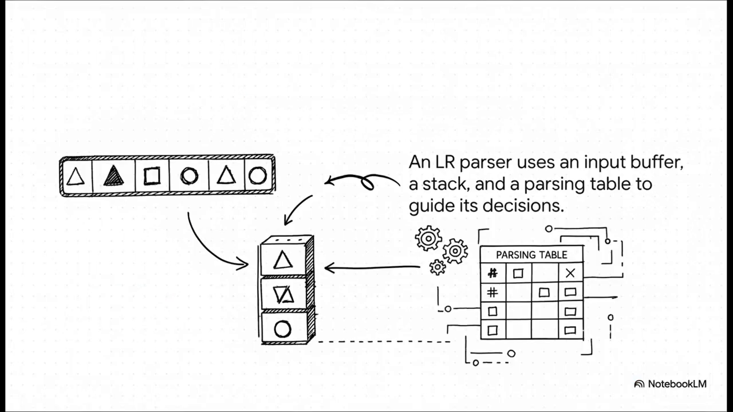And here you can see the whole setup in action. The LR parser has its input code, a stack where it keeps track of things, and that all-important parsing table. The whole program is just this simple machine. It looks at the state it's in, it peeks at the next piece of code, it consults the table, and it just does whatever the table tells it to do.